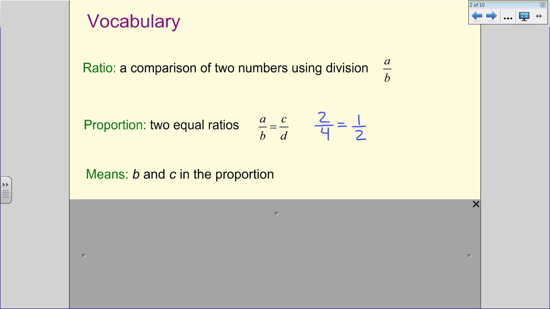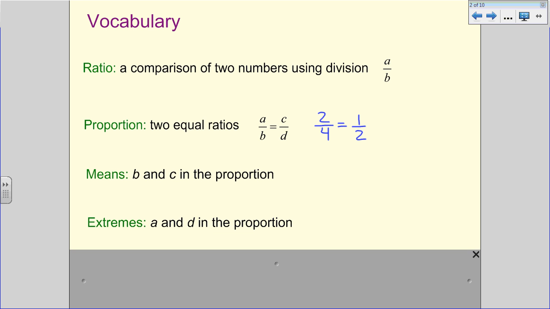We are going to see the words means and extremes a little bit later on in the lesson. The means are B and C in the proportion. The extremes are A and D. Truly, it doesn't matter which one you call the means and extremes. What we're going to do is fall back on how we learn to solve proportions, and that's by cross multiplying. B times C, the means, and then D times A, the extremes.